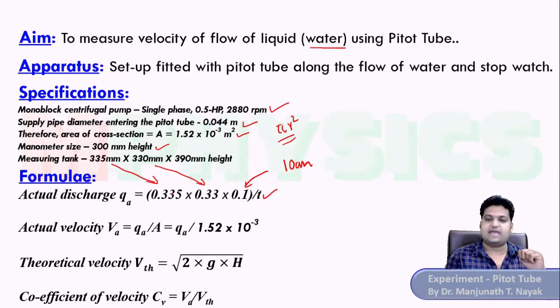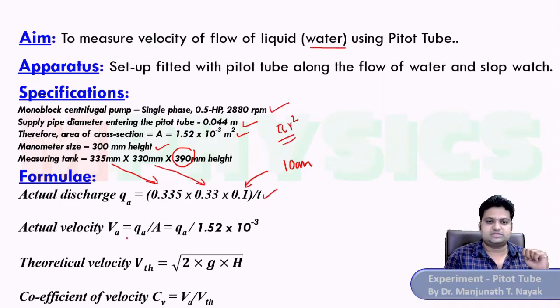So this is from the tank, again from the tank dimensions. These two are tank dimensions, and the height is 10 centimeter of water, and t is how much time it takes to get this 10 centimeter, that is 0.1 meter. We are not filling the tank to 390 mm. We are filling the tank up to 0.1 meters. All right, so that's one of your formulas.